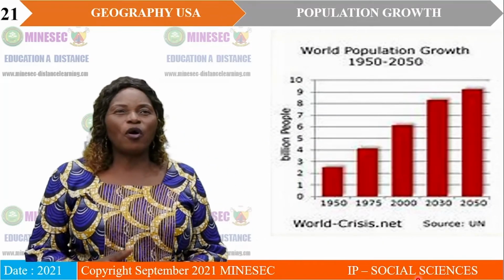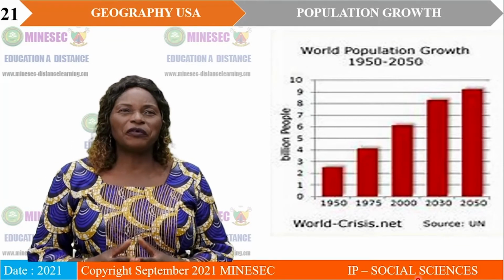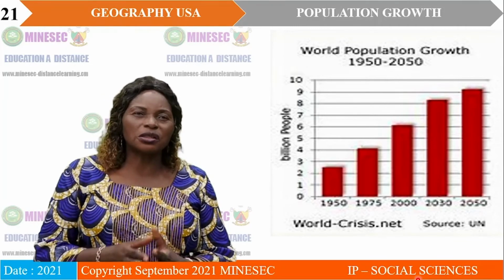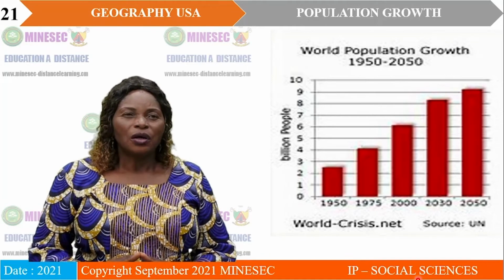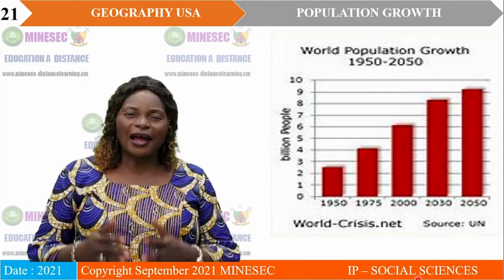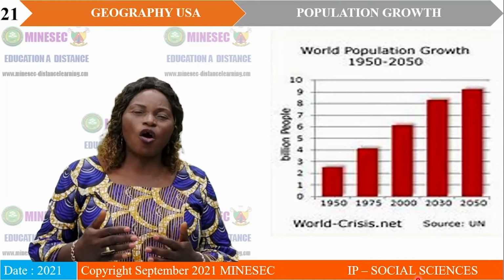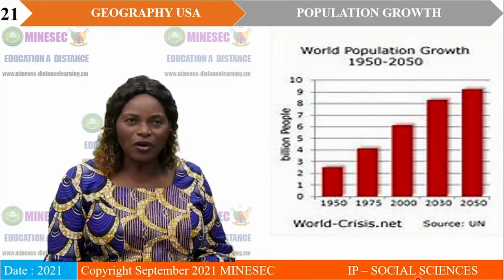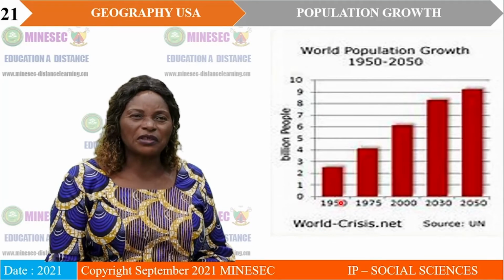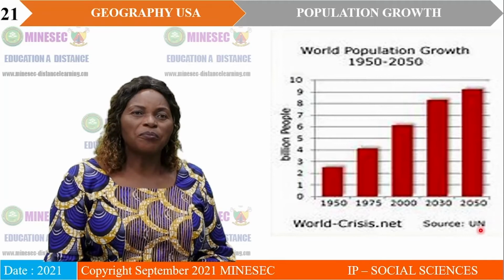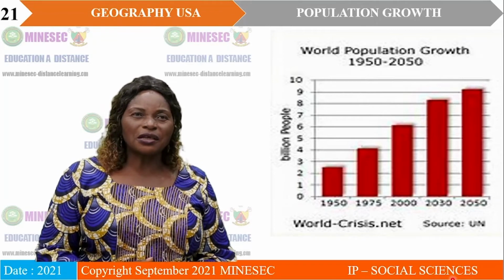Now we have a diagram of world population growth from 1950 to 2050. It means that there have been projections into the future because we are still in 2021. We know that it is not easy to have an exact number of people in the world. So population projections are always made. When we look at these bar graphs, we will see that from 1950 to 2050, population has continued to grow.